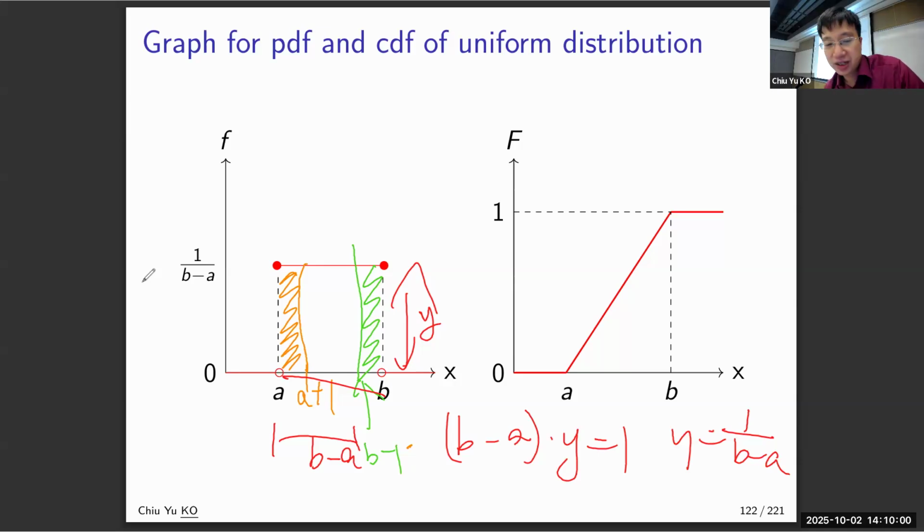Let's do it more concretely. Suppose a is 1, b is 3. Okay? The length of the interval is 2. 2 times what is 1? Must be 1/2. Right? 2 times 1/2 must be 1. If b is 5, b minus a is 4. 4 times what is 1? Must be 1/4. So it must be the inverse, right? It times the inverse must be equal to 1. So that's why we have this guy.